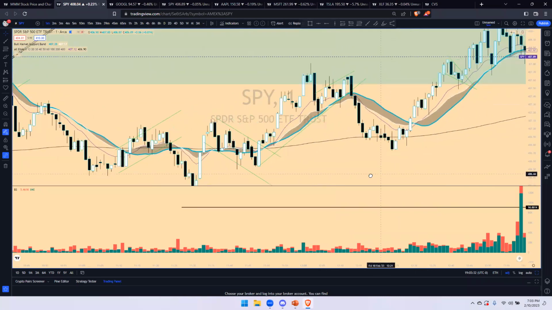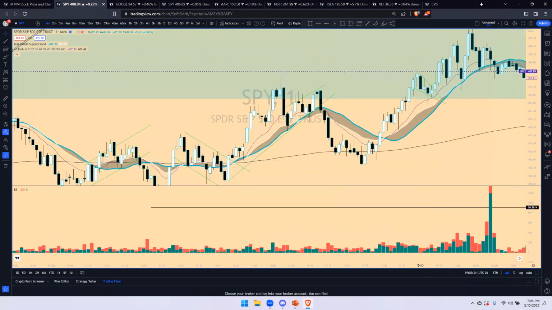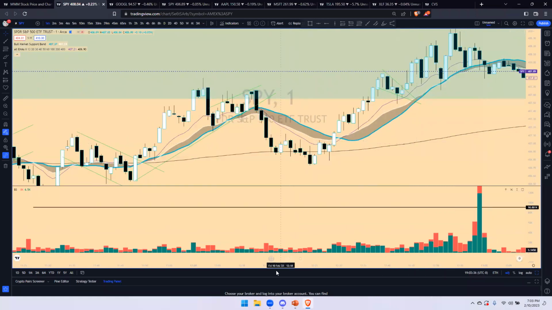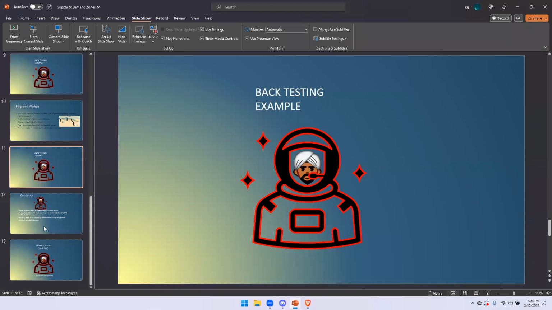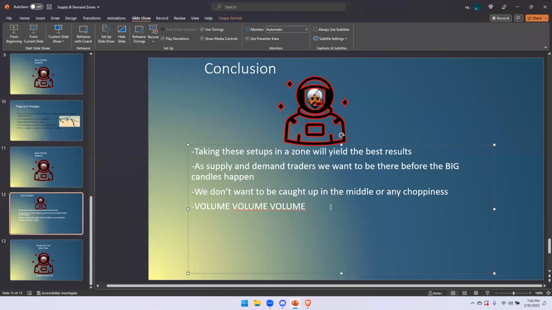Yeah, that cross. Oh man, love it. All right, so that is the PowerPoint. All these setups, taking them in a zone is going to yield the best results. We want to be there before the big candles happen. We don't want to be caught up in the middle or any choppiness. As you can see with the backtesting, the best trades were off of a zone. You get those huge candles in a zone.